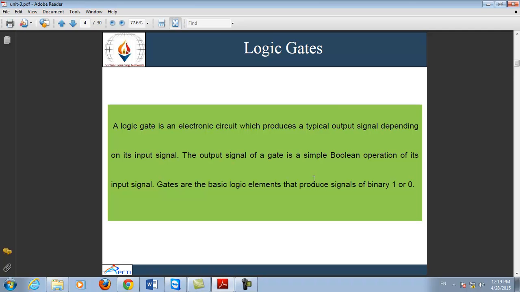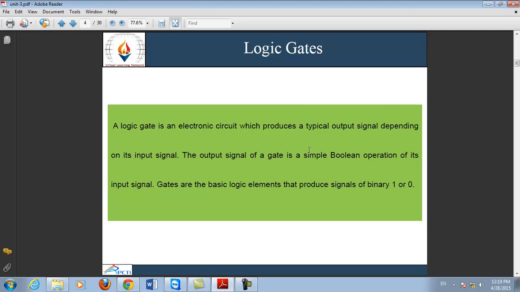What is a logic gate, or what is the meaning of a logic gate? A logic gate is an electronic circuit which receives some input and produces some output on the basis of the input signals. Gates are the basic logic elements that produce signals in the form of 0 or 1. It means the input is also taken in the form of 0 and 1, and the output is also produced in the form of 0 and 1.